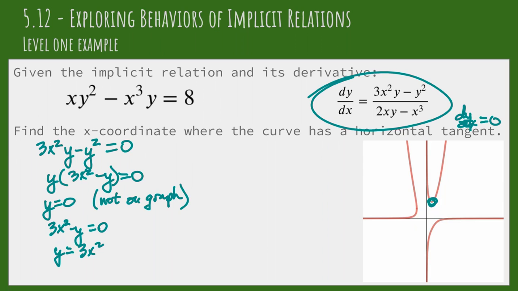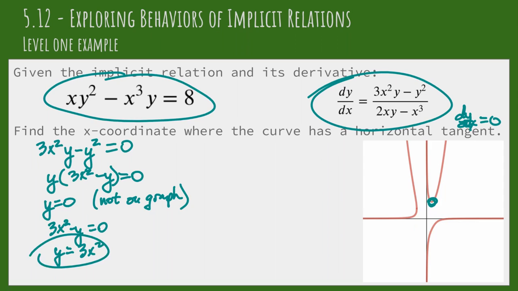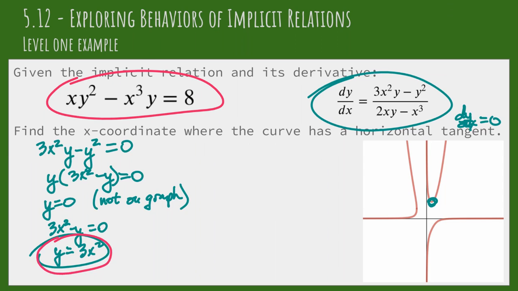So what we have to keep in mind is the point that we use as an answer to this equation also has to satisfy this equation because it has to be on the graph. So what I'm going to do is take this expression right here and plug it in for y here so that we can solve for x. So rewriting this, x times y squared, replacing the y with 3x squared, minus x cubed times y equals 8.